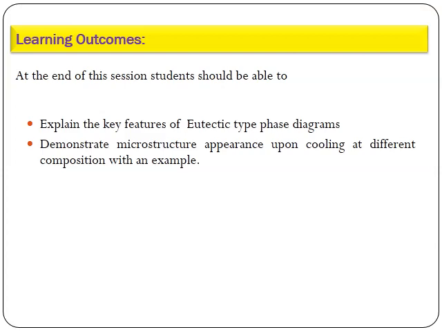At the end of this lecture, you should be able to explain the key features of eutectic type phase diagrams, and you should be able to demonstrate the microstructural appearances which happen upon cooling the material, taking one alloy system as an example.